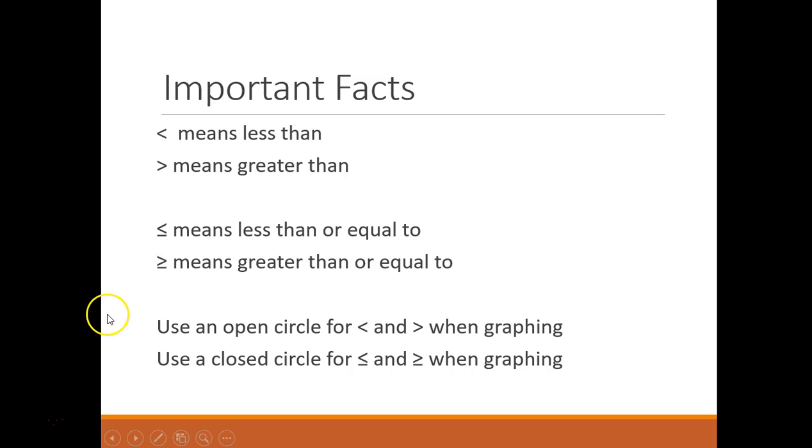After we're done solving the linear inequalities, we'll also graph them. If it's a less than or a greater than, you'll use an open circle. If it has the or equal to on the bottom, you'll use a closed circle.